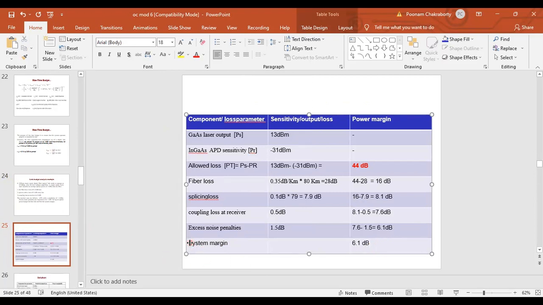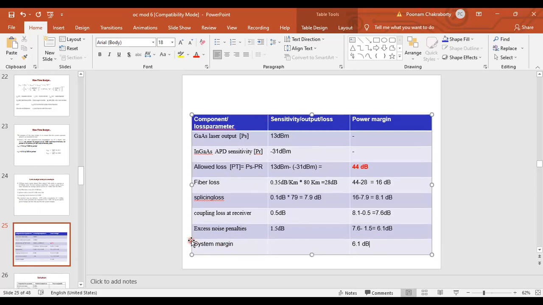So this is the system margin of this particular fiber optics system. Okay, so this is your answer. Now apart from this, it will be a 10 marks question, so along with this you should try to draw a diagram. That will be a better answer.